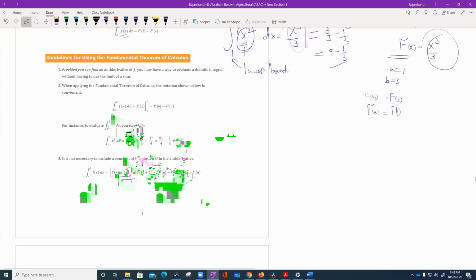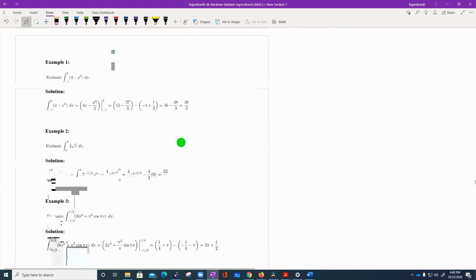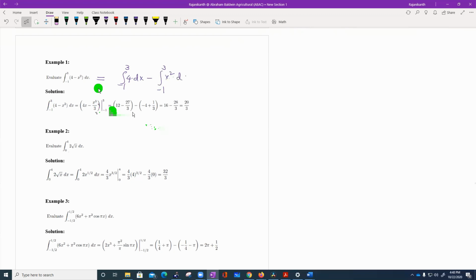Yes, sir. Okay. So again, if you have a plus or minus sign inside the problem, you could split it into 2 pieces. So I'm using the integral property. So this is from -1 to 3. My first function is simply 4 dx. Then subtract, again from -1 to 3, the second function x squared. So you could rewrite it like this.